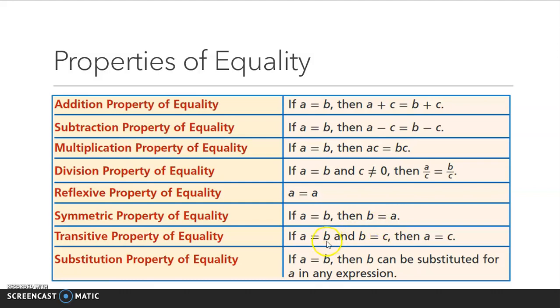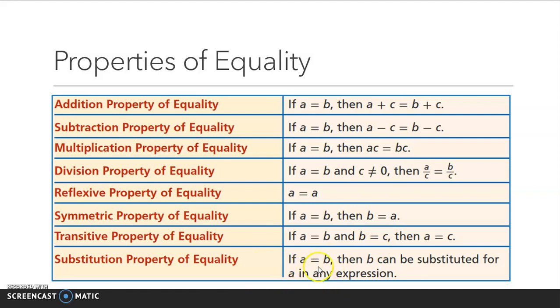The transitive property is almost like the law of syllogism. It gives 2 equality statements, and then it skips over the part that's repeated. So if A equals B and B equals C, then I can skip the B's and say A equals C. We use that one a lot too. And finally, the substitution property, which is used all the time.